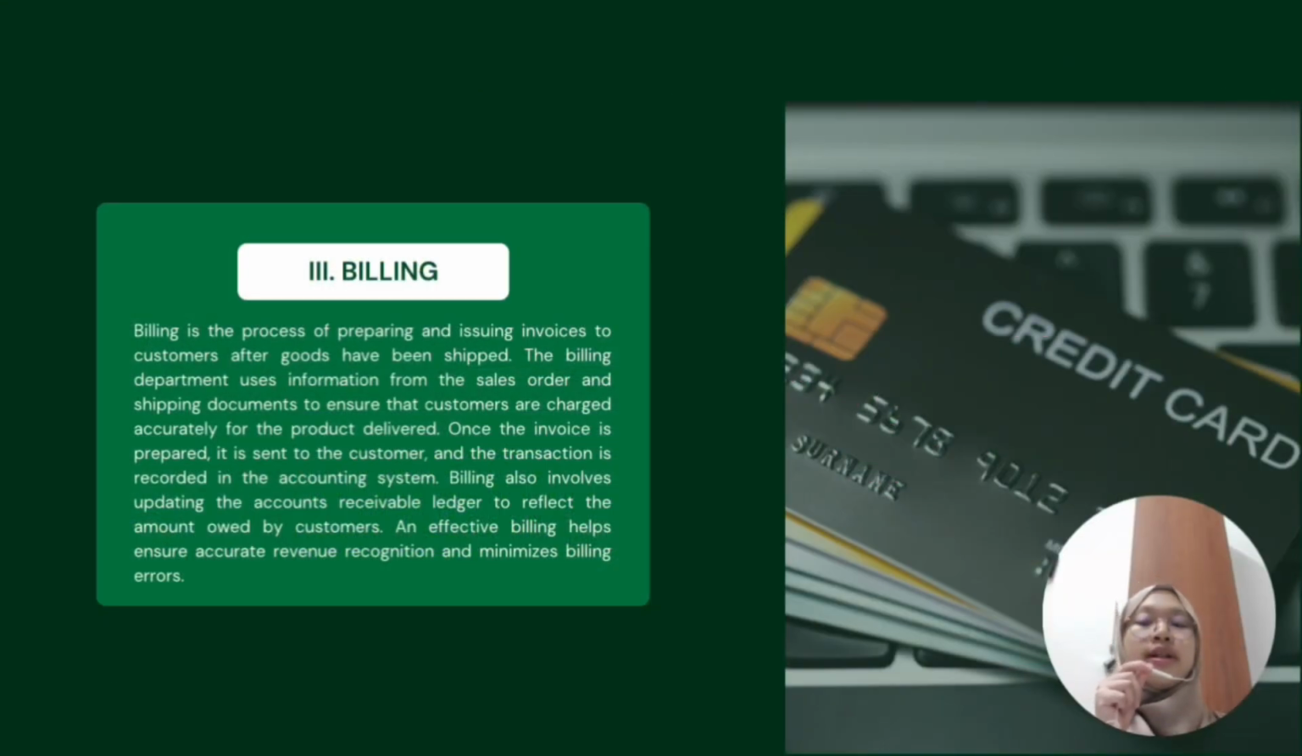Now, I will explain the third activity in the revenue cycle, which is billing. Once the warehouse has shipped the goods to the customer, the billing department will prepare an invoice. An invoice is simply a document that tells the customer how much they need to pay for the goods that they receive. Before sending the invoice, the billing department should check the sales order and the shipping documents to make sure that everything is correct.